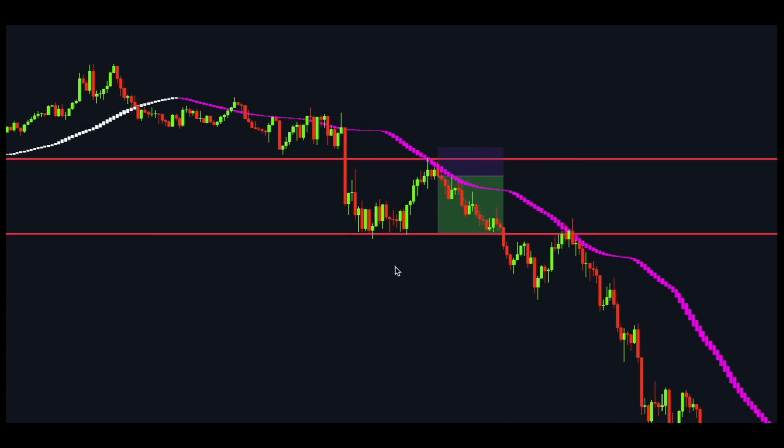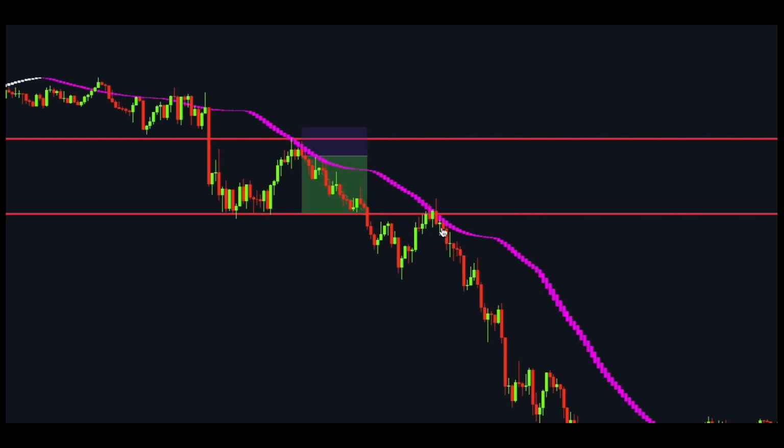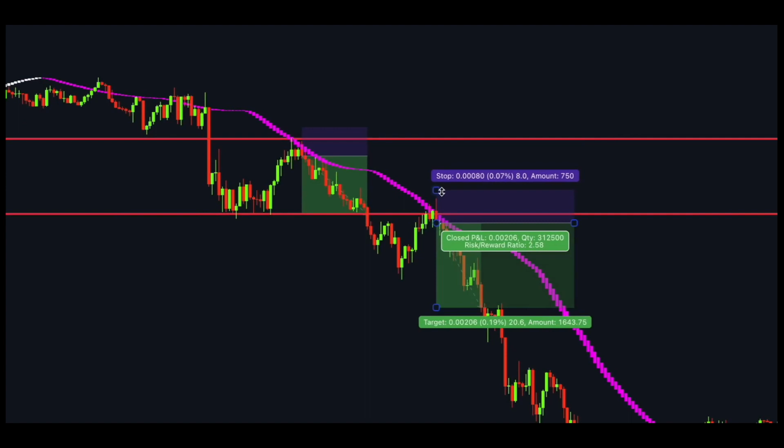The same scenario occurs in the following example. In this case, the price has formed a new low after breaking below the previous support level. Then it retested the Heiken Ashi candles and continued moving to the downside.